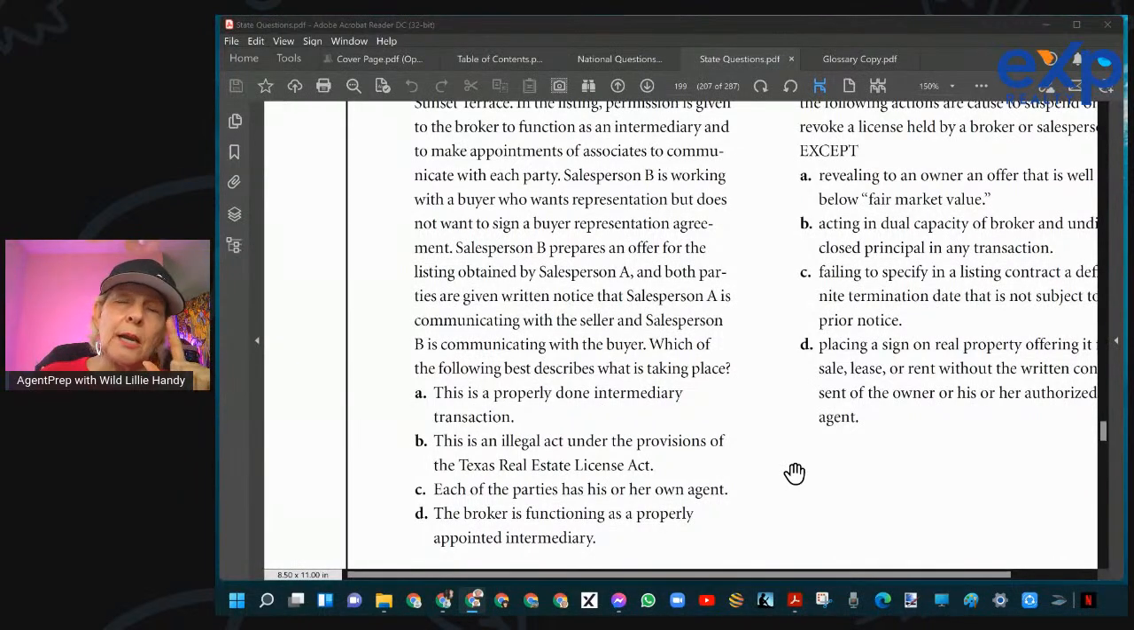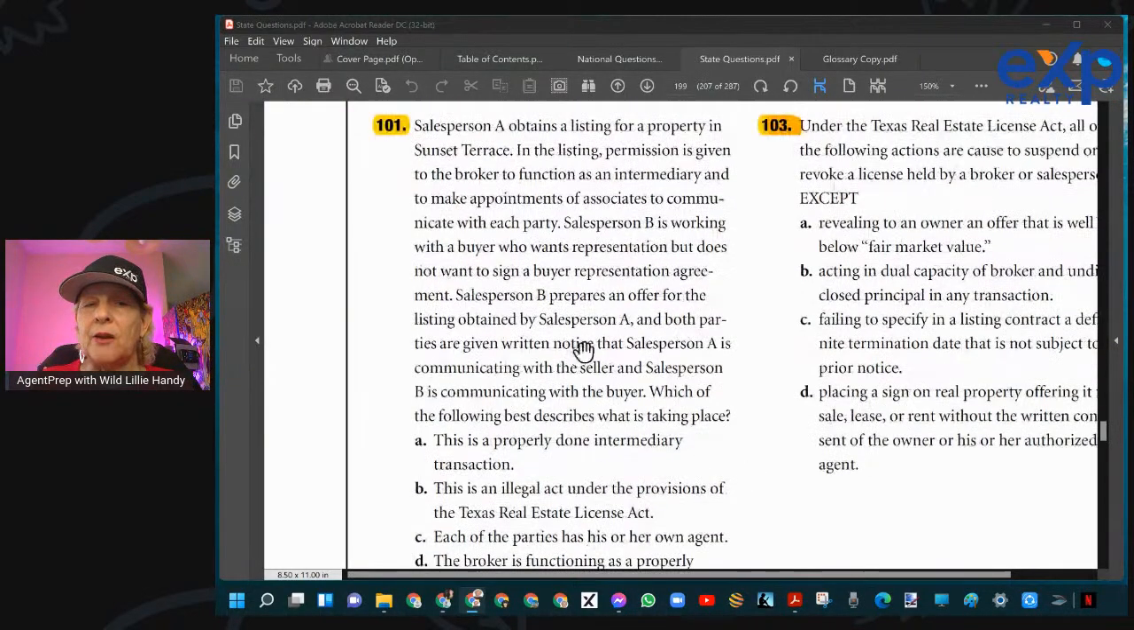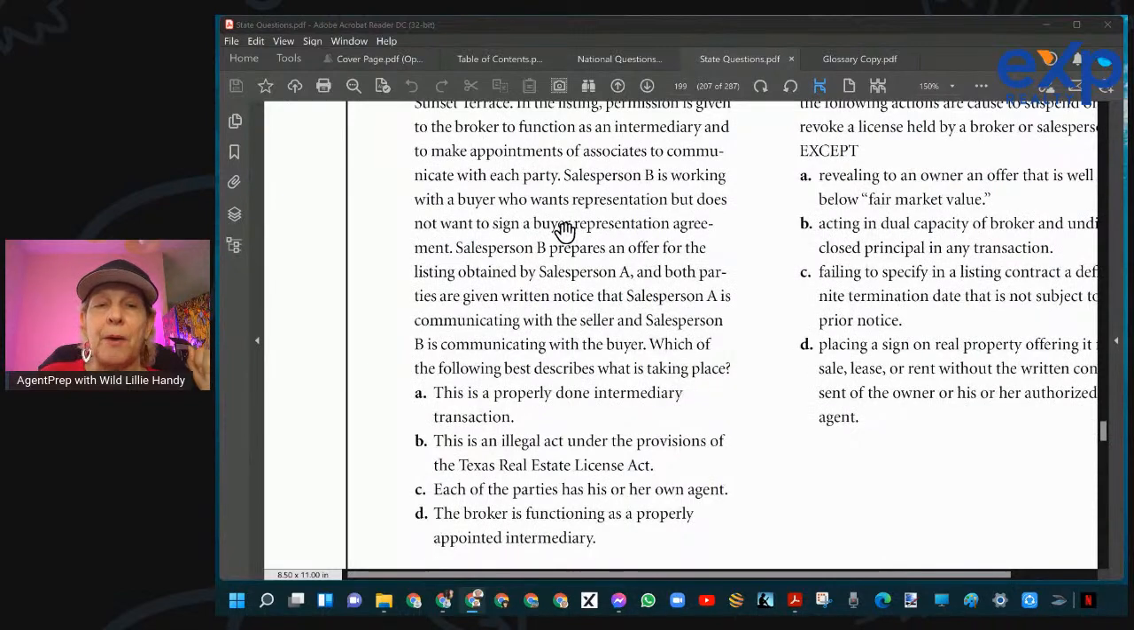There is only one client being represented, and they're basically represented by both realtors, the listing realtor and the other realtor as a sub-agent. So when you have a listing realtor and a sub-agent, we do not have an intermediary because only one client is being represented. So the answer is B. This is an illegal act under the provisions of the Texas Real Estate License Act. They are functioning as an intermediary, but it is not an intermediary situation because the buyer is not represented, because the buyer did not want to sign a buyer rep agreement.